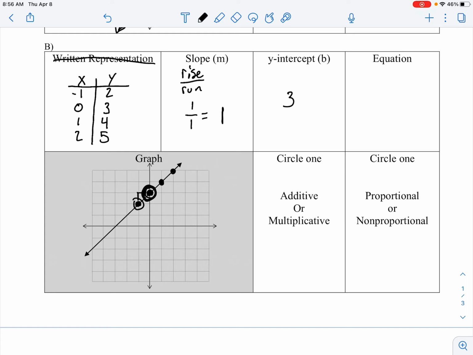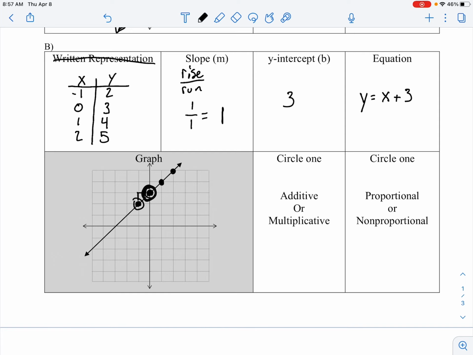Now, for an equation, it's pretty easy. We've just got to plug in our m and our b. y equals, well, m is 1, so I don't really have to write that because 1 times x is still just x. And then plug in my b, plus 3. And there's our equation for that line there.